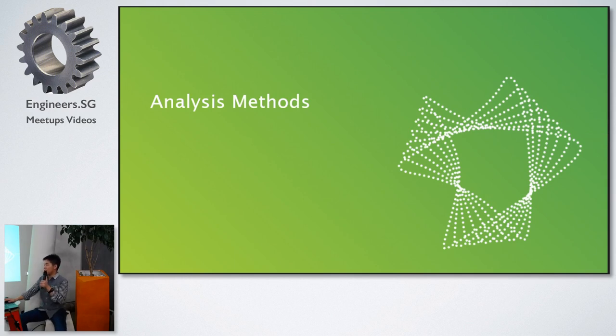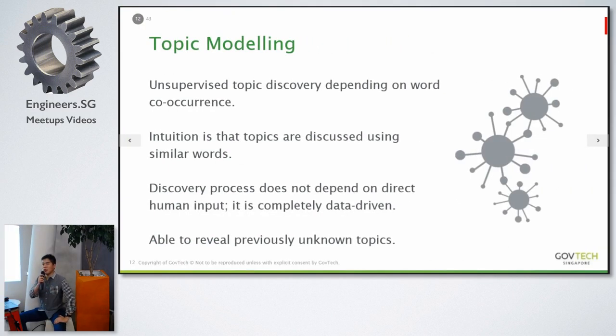So now I'll go through the analysis methods. I think for those of us familiar with NLP, the obvious approach to discover topics within emails is topic modeling. And it's a very standard approach for this kind of problem. So let me go through what topic modeling is about. It's actually an unsupervised topic discovery process.